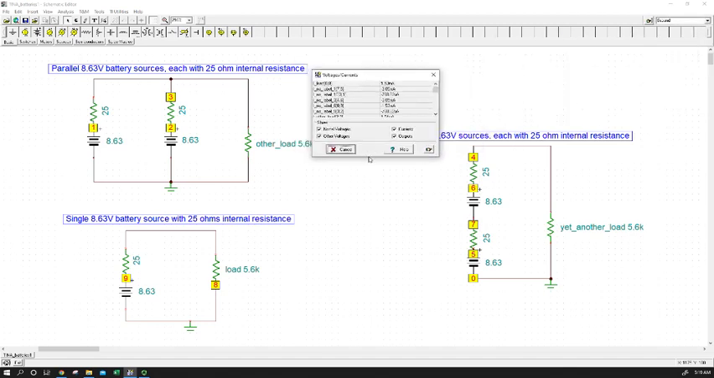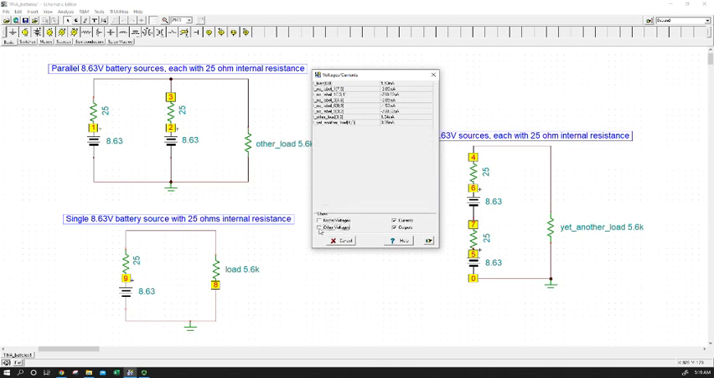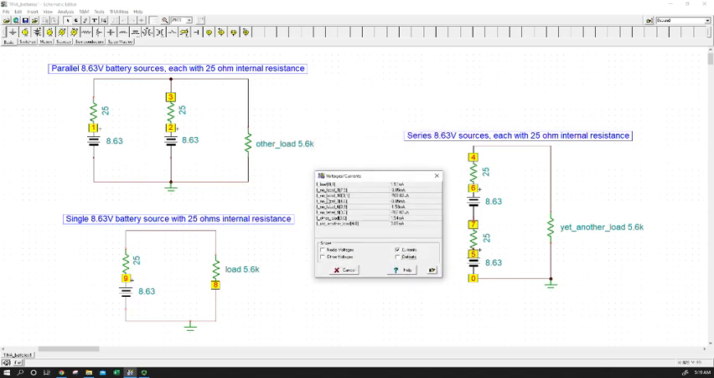And to simplify, I'm going to turn off some of this data. We're not concerned with node voltages right now. And we've labeled the load resistors so we don't have to look at the current drop over all of our different resistors. TINA gives it to us, but we're really concerned with the current through our load resistor, which is our circuit. So let's start with our single source.